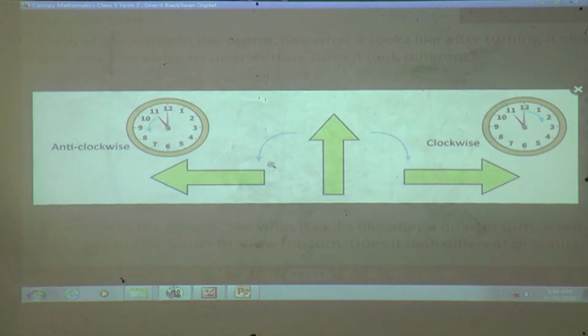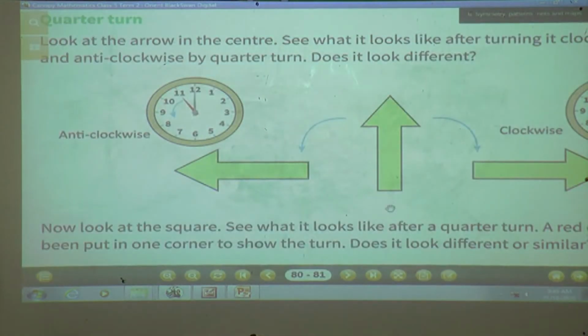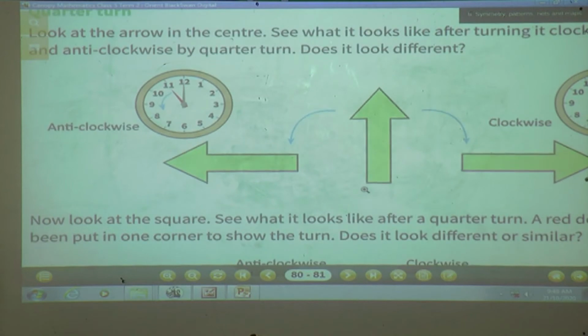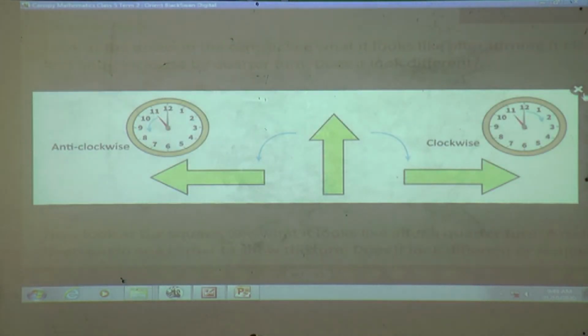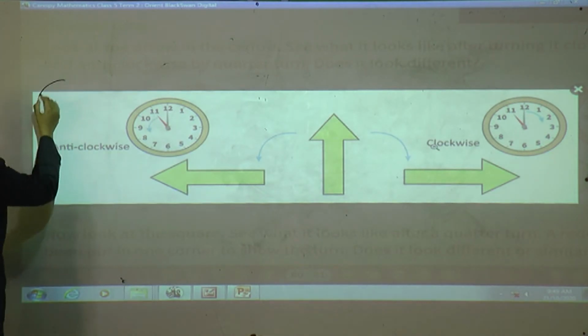Now see, look at the square here. Before that students, you know what a quarter turn means? See students, here is a circle.